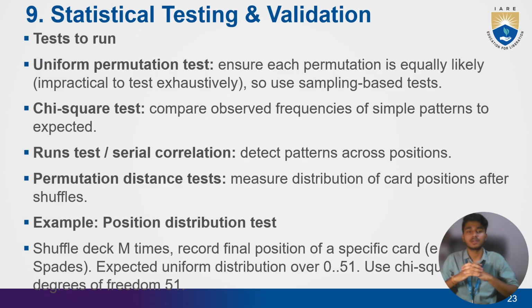Statistical testing and validation. Tests to run: uniform permutation test ensures each permutation is equally likely. It's impractical to test exhaustively, so use a sampling-based test. Chi-square test: compare observed frequency of sample patterns to expected. Runs test and serial correlation: detect patterns across positions. Permutation distance test: measure distribution of card position after shuffle. Example, position distribution test: shuffle the deck m times, record the final position of a specific card, for example the ace of spades. Expected uniform over 0 to 51. Use chi-square with 51 degrees of freedom.